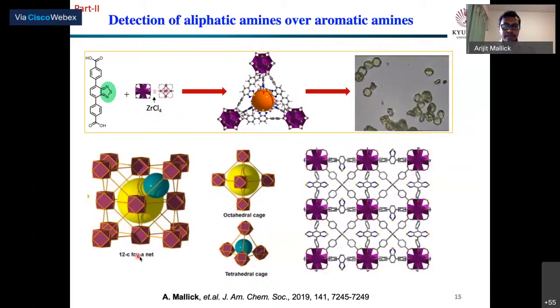So FCU is the face-centered cubic. If you think about it, all metal nodes are the centers. And it has two types of pores. One is the octahedral cage, and another is the tetrahedral cage. The octahedral cage is around 25 angstrom, and the tetrahedral cage, you can see here, is around 15. And these windows are around 10 angstrom. So the amines can easily go inside and interact with the framework, and it can give the detection.